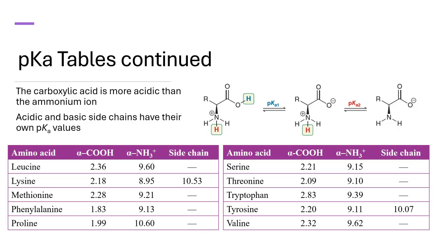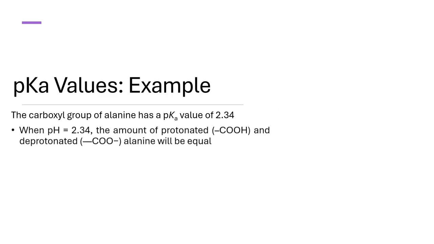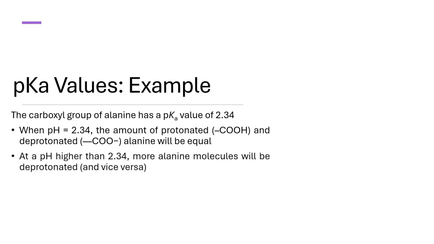pKa values example. The carboxyl group of alanine has a pKa value of 2.34. When the pH is equal to 2.34, the amount of protonated carboxylic acid and deprotonated carboxylate alanine will be equal. At pHs that are higher than 2.34, more alanine molecules will be deprotonated and vice versa.